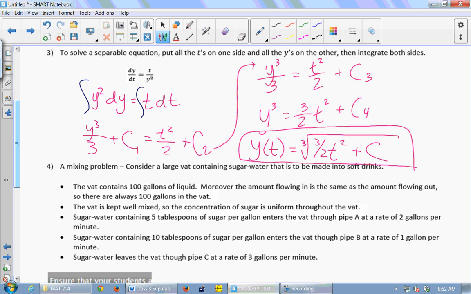So that's separation of variables. Not so bad, right? You have to be able to get the t's on one side and the y's on the other. You have to be able to separate them to different sides. And then you have to remember how to integrate things, which is why I had you do a little bit of review of some integration techniques last couple of classes.